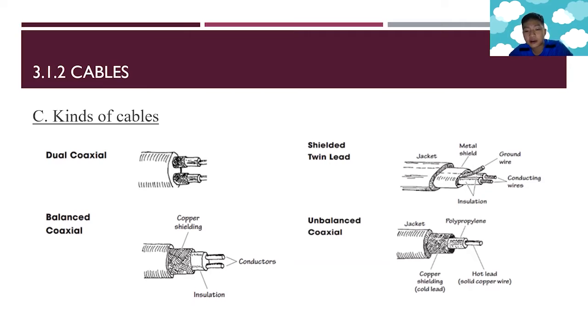The last I will talk about is the unbalanced coaxial. It's the same as the balanced coaxial, but it has only one conductor, the hot lead.